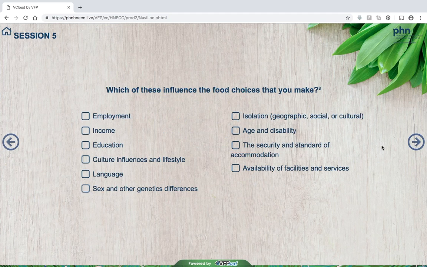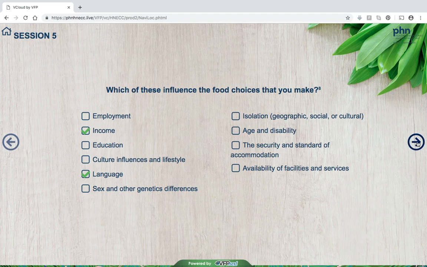Just have a little discussion with your client about which of these influence the food choices that they make. This is simply for them to identify why they're making the choices they make. So it could be because of their income. It could be language related, it could be any of these particular things. It's just an interesting thing for you and your patient to know. They can click that, it records in the back end of the data.